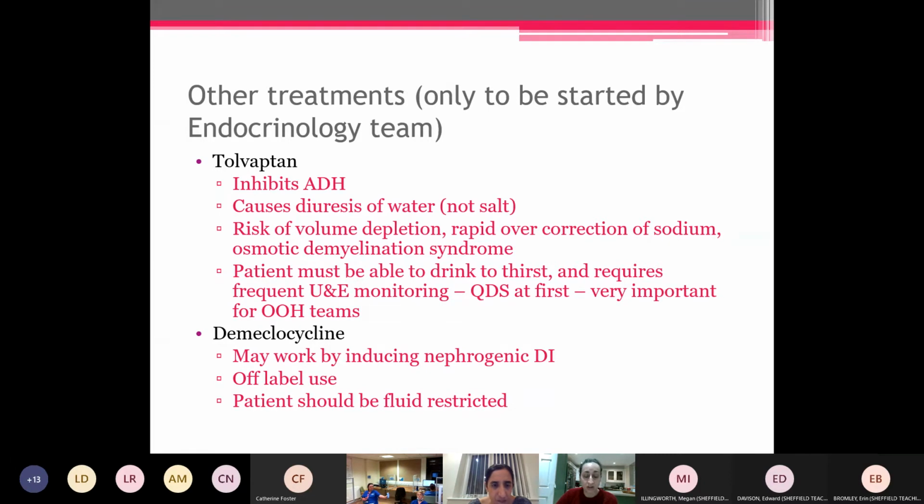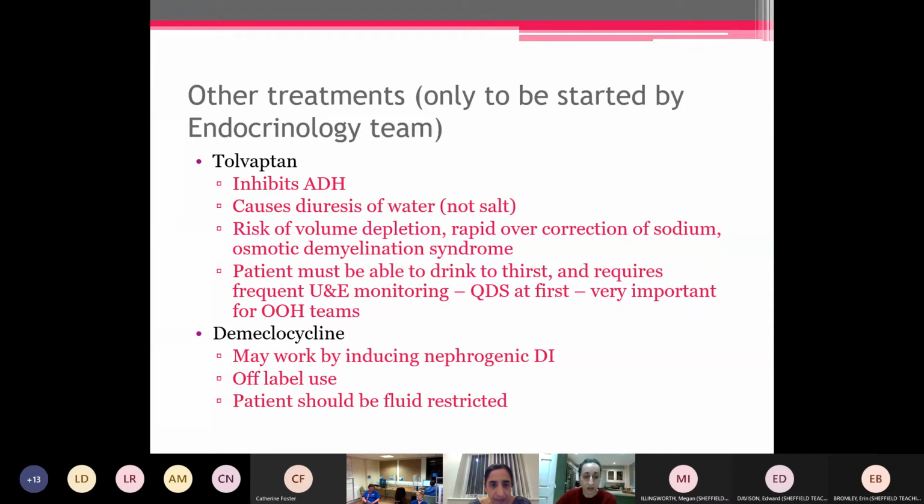So there's a risk of your sodium jumping up really quickly and causing osmotic demyelination. And there's a risk of volume depletion. So the patient needs to be able to drink to thirst. We don't want a little old lady in bed that's not going to access her own water. So we need to be choosing the patients.